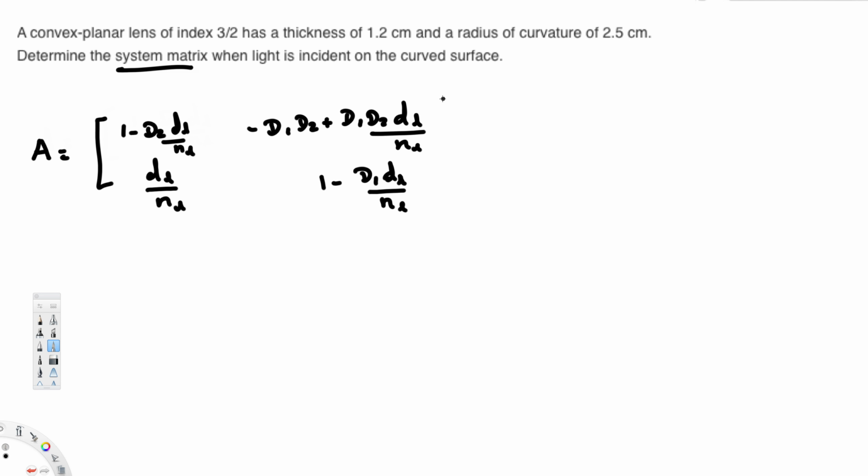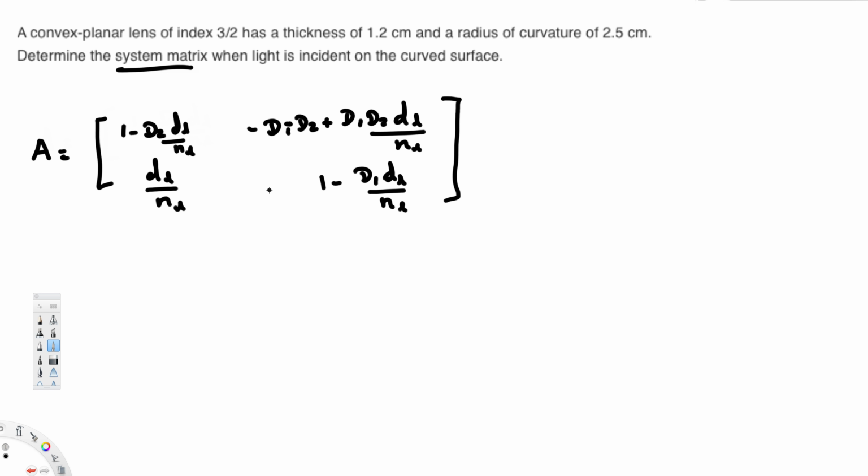Okay, now let's see what these terms represent. D1 is the power in the first side of the lens, and D2 is the power in the second side of the lens, and dL is the thickness of the lens, and nL is the index of refraction of the lens.